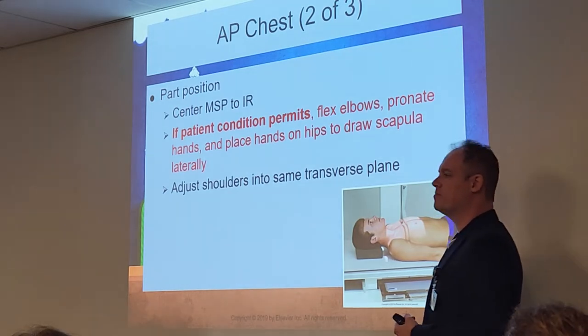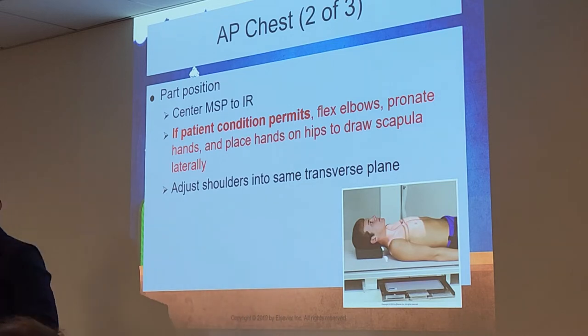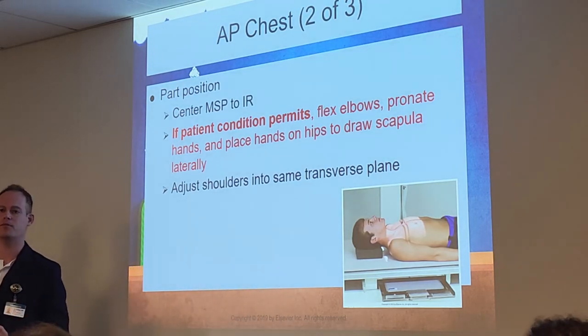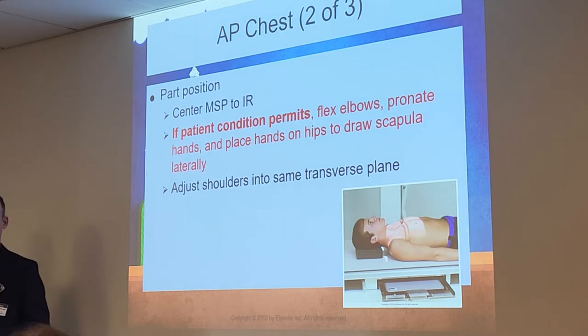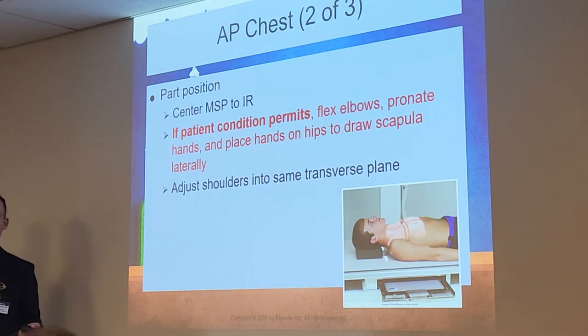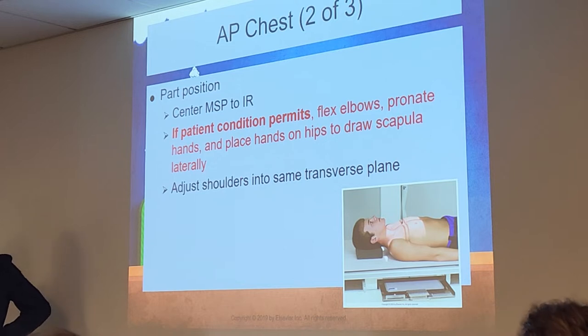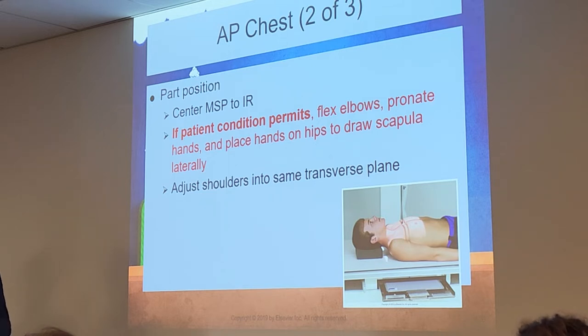All right, so center MSP to the IR. If the patient condition permits, we want to flex those elbows, pronate the hands, and place the hands on the hips to once again try to draw the scapulae laterally out of the lung fields. That's not always going to be possible because you're going to go into an ICU room. Patient's going to be passed out on a respirator. Can you tell them to rotate their shoulders forward and put their hands on their hips? Probably not going to happen, right? You're not going to get a response. But if they're conscious and they're able to, try to go ahead and do that positioning. That's going to optimize your image once again. So we want those scapulae out of that lung field as much as possible.